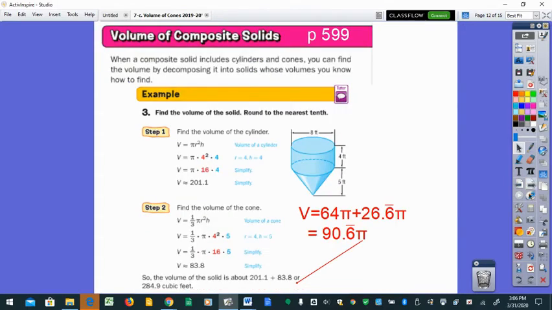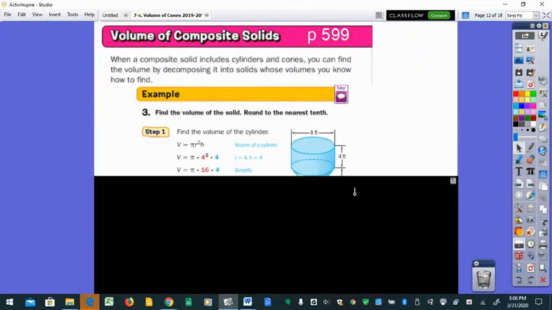Now let's put some shapes together. It's called a composite. So if you look at this shape here, sometimes it's hard to see. So let me use this screen so you can see that on top of this kind of odd shape is a cylinder. The cylinder has a diameter all the way across the circle base of 8 feet, and the height of the cylinder is 4 feet.